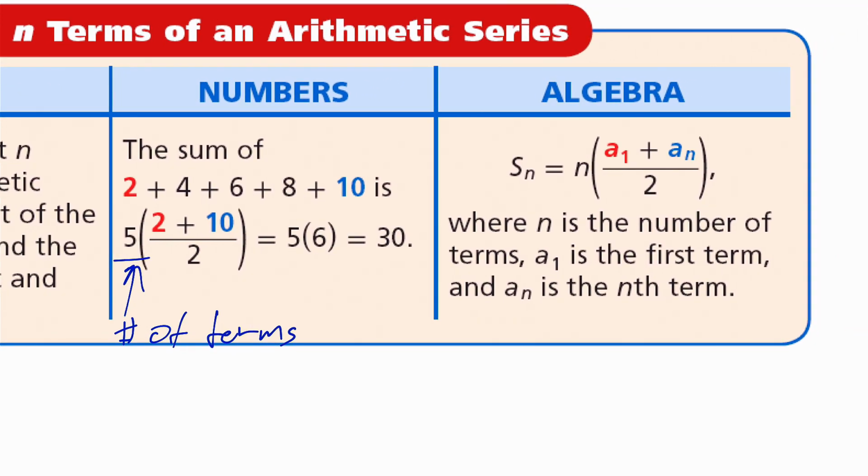Looking at the generic version of this equation, we've got S sub n. S sub n means the sum of the first n terms of that sequence is n, again, your number of terms, times a sub 1, your first term, plus a sub n, your last term. They often refer to it as your nth term. I'm also going to say your last term, divided by 2. So again, kind of that arithmetic average between your first and last terms.